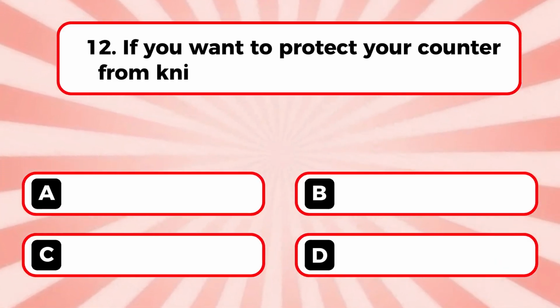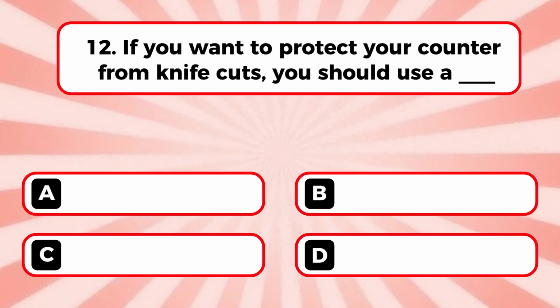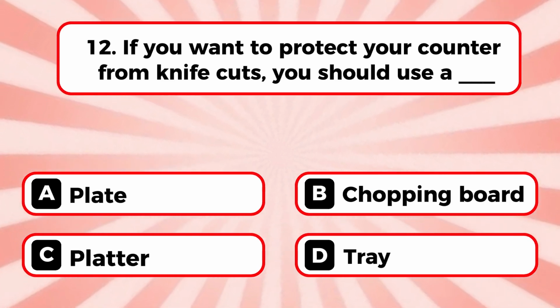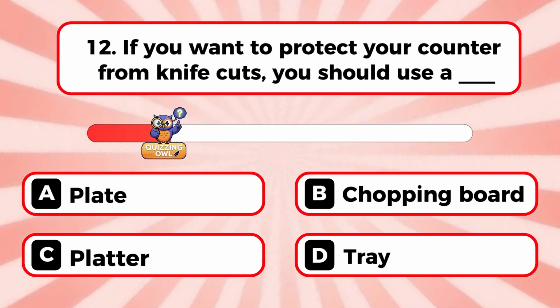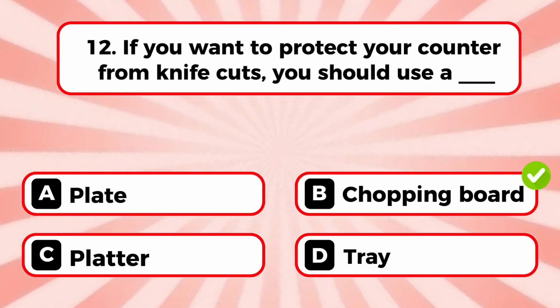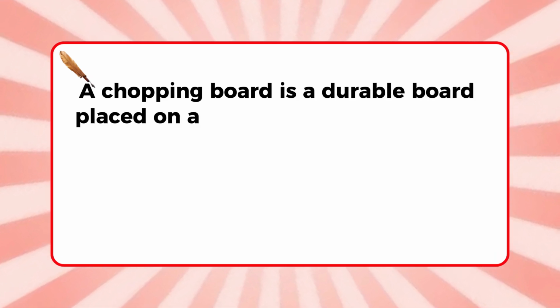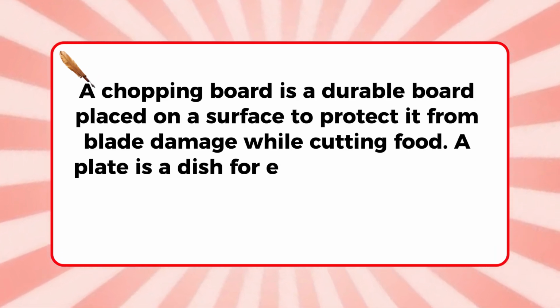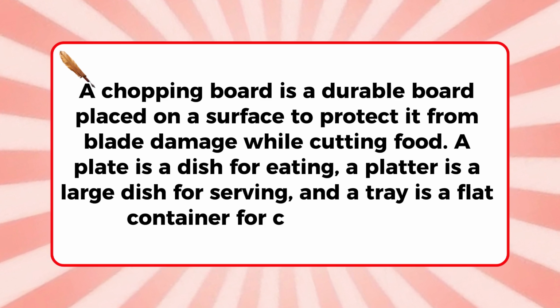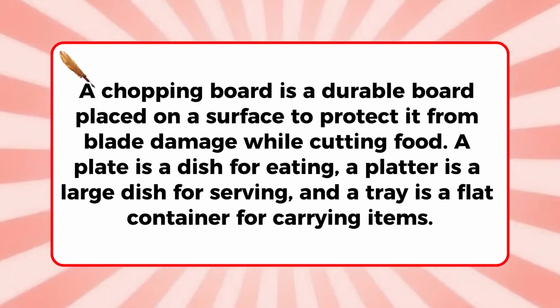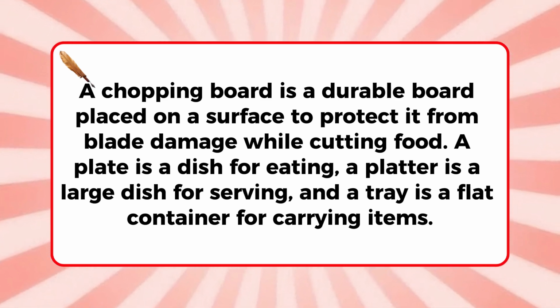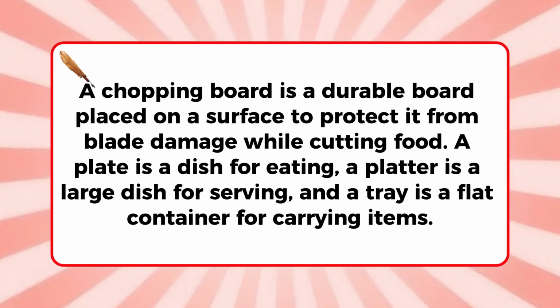12. If you want to protect your counter from knife cuts, you should use a chopping board. A chopping board is a durable board placed on a surface to protect it from blade damage while cutting food. A plate is a dish for eating. A platter is a large dish for serving. And a tray is a flat container for carrying items.